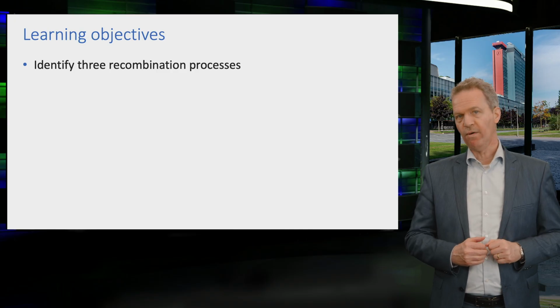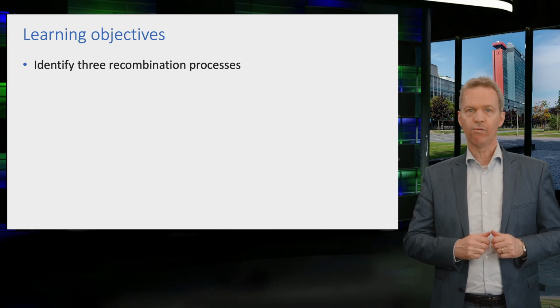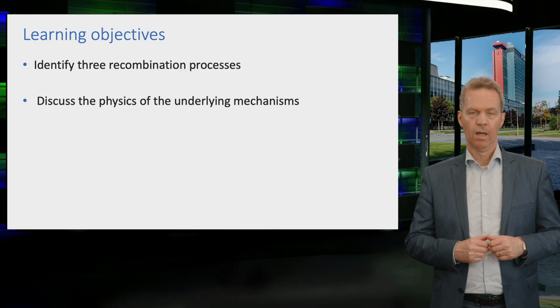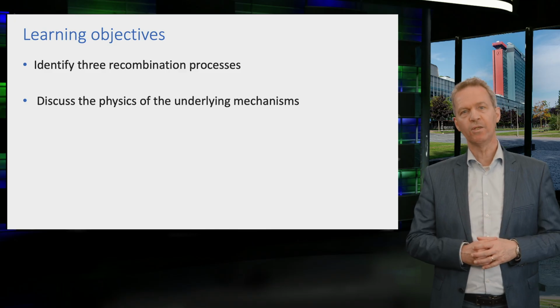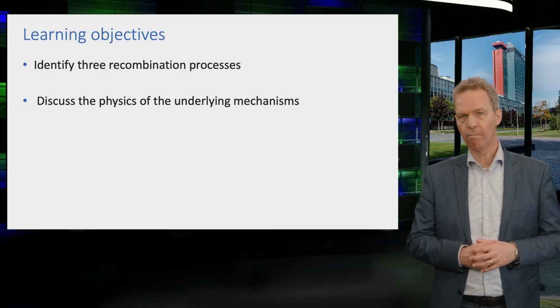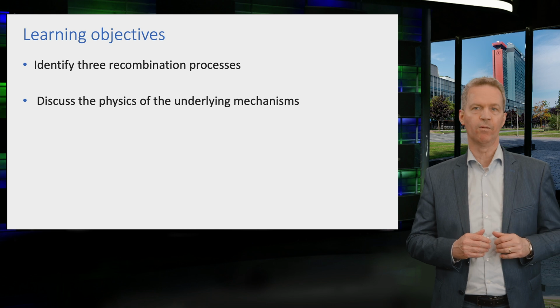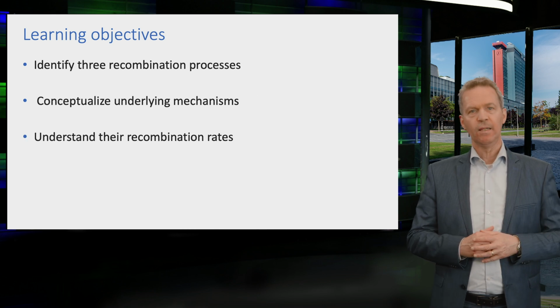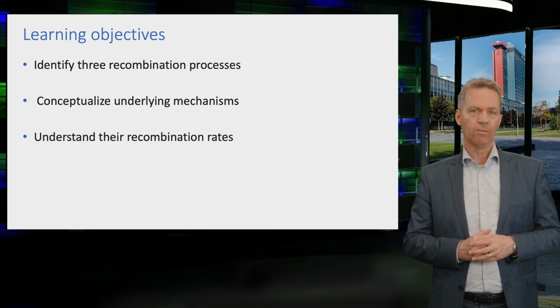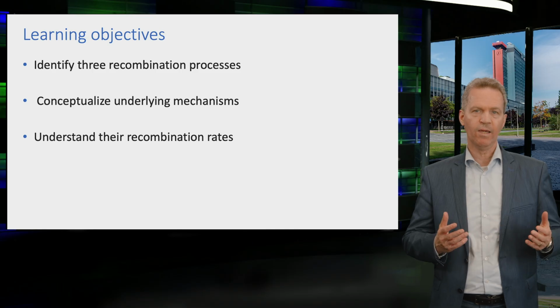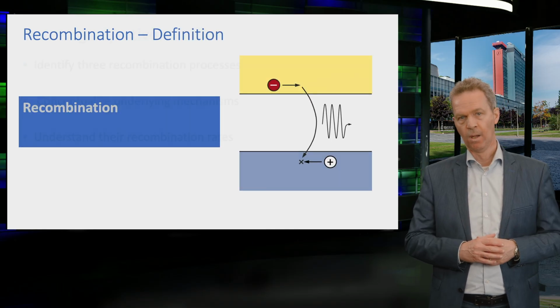First, we will identify 3 different recombination processes. Subsequently, we will discuss the physics of the underlying mechanisms of each recombination process. And finally, we will discuss the recombination rate of each process and see how to calculate them.